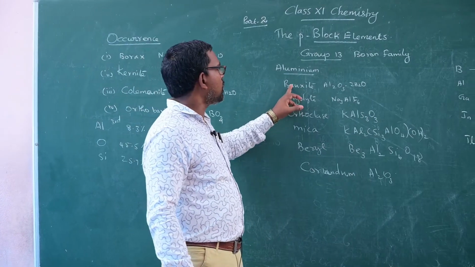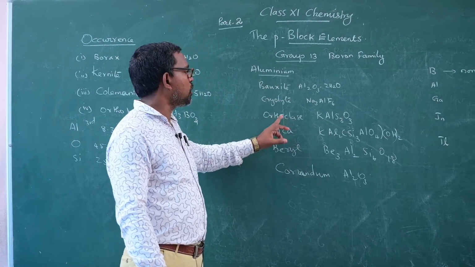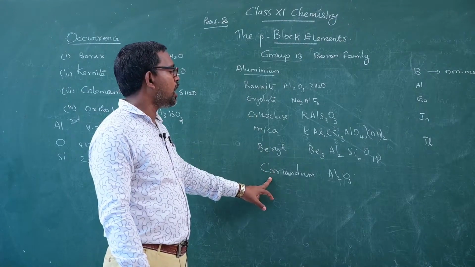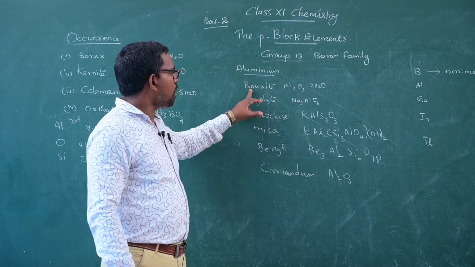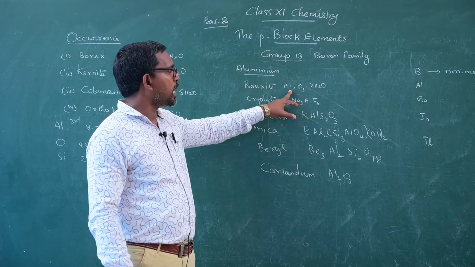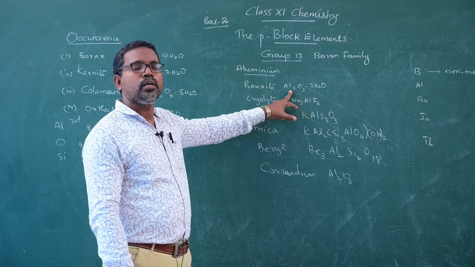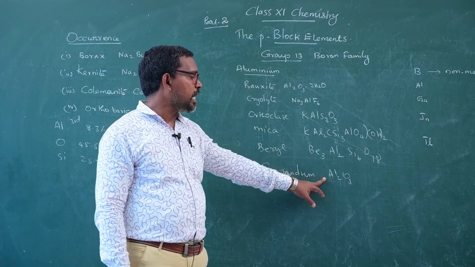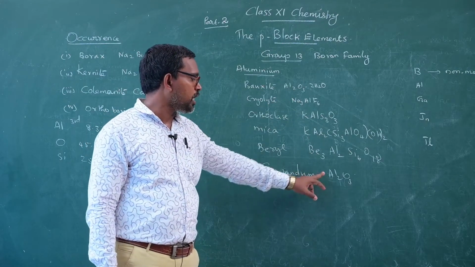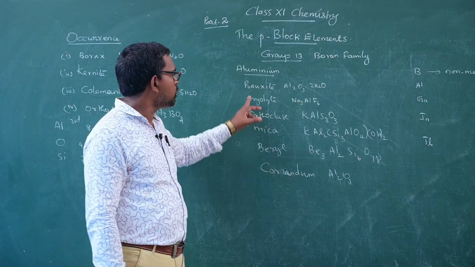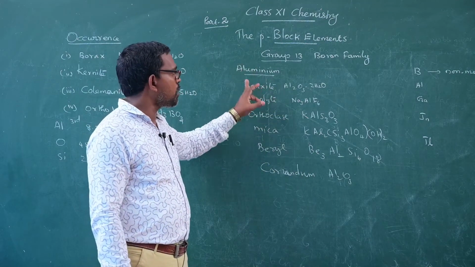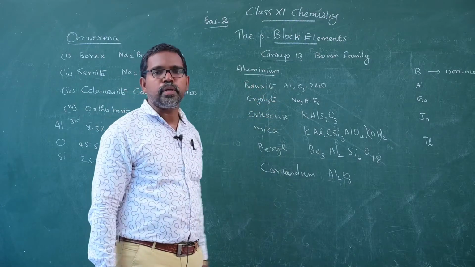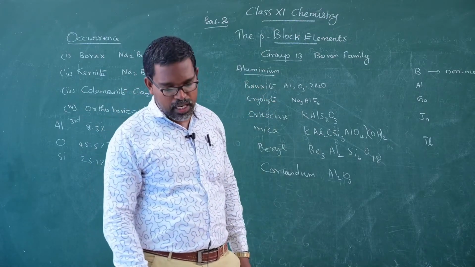The sources of aluminum are bauxite, cryolite, orthoclase, mica, beryl and corundum. Bauxite is a hydrated ore of aluminum. The anhydrous form of aluminum trioxide is called corundum. So this is the principal source of aluminum. From bauxite, aluminum can be profitably and economically extracted.